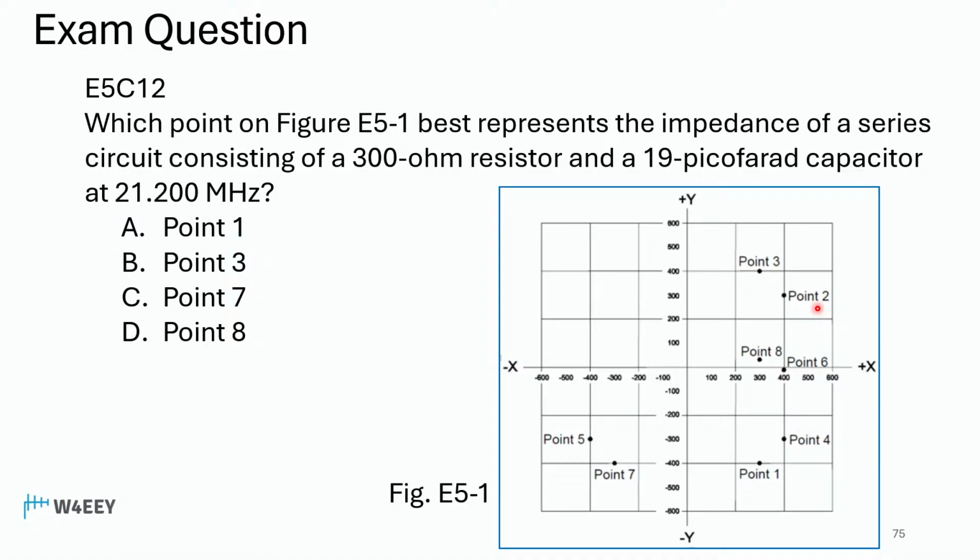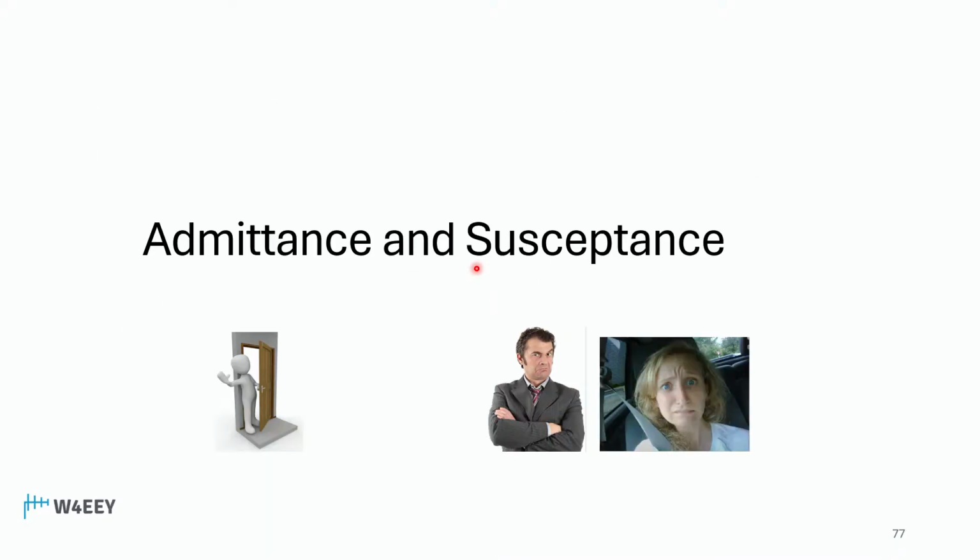All right, so this is the third one. 300 ohm resistor, 19 picofarad capacitor at 21.2 megahertz. So 3 over, so we know it's going to be here, and there's only 1 that's negative, down here, 0.1. So they were real nice to us. If you use my shortcut, you can do all 3 of these point problems without having to do the math. But I did give you the method of doing it in each case if you want to walk through it.